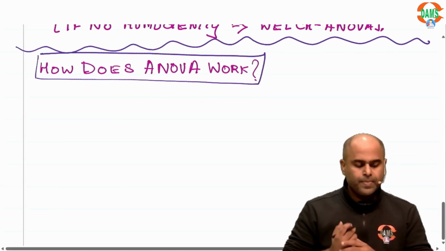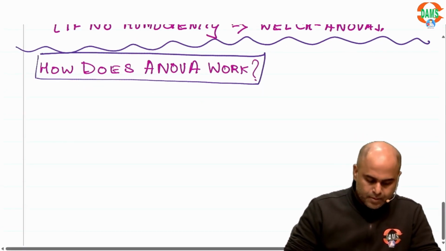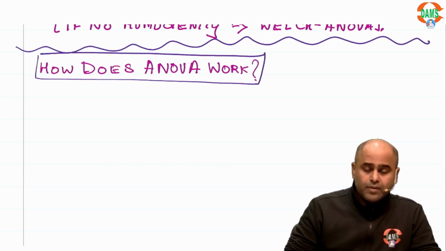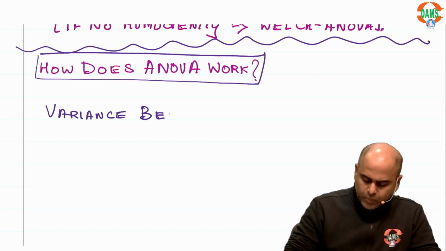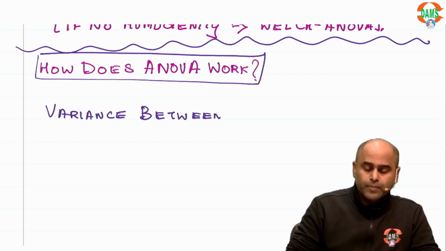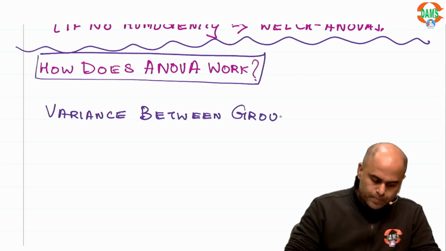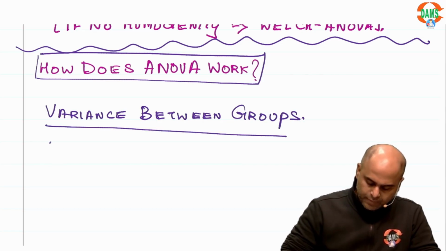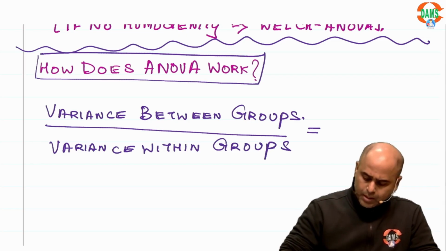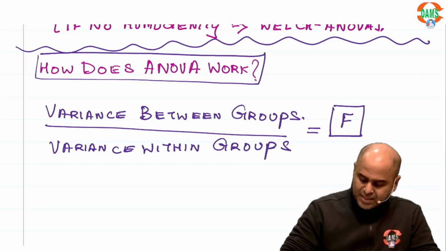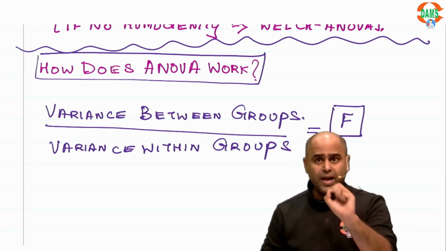Now guys, basically we have to see the variance between the groups and also the variance within the group. Now this gives me the F-statistic which is specific for ANOVA.